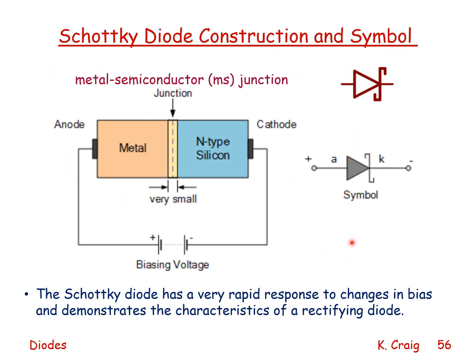Here is the Schottky diode construction and symbol. Here is the symbol, with the anode and the cathode. The metal semiconductor MS junction is shown here, which is very small, between the metal and the N-type silicon. The Schottky diode has a very rapid response to changes in bias and demonstrates the characteristics of a rectifying diode.